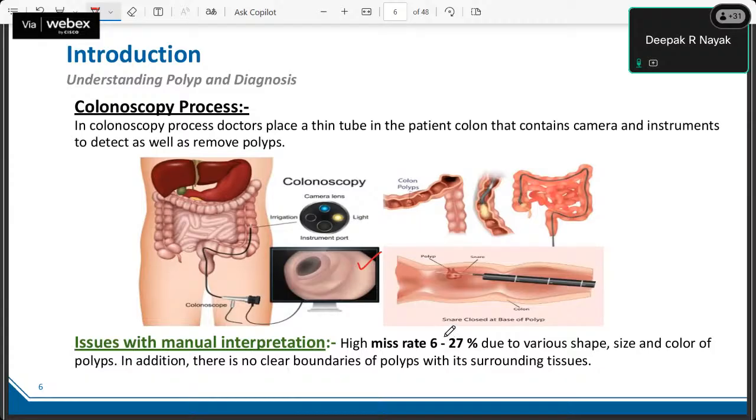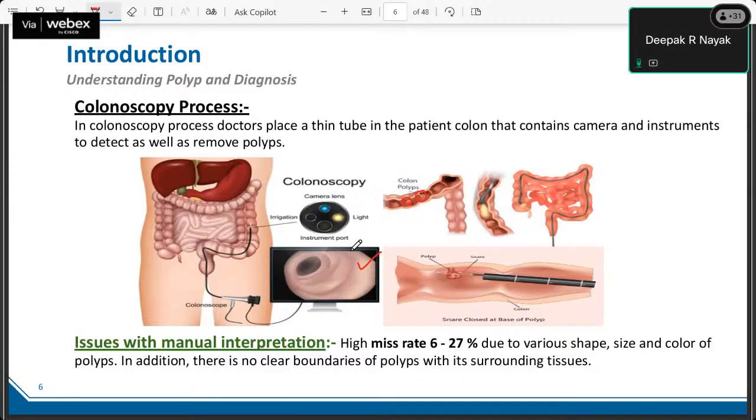It's only because of the camouflage properties of the polyps, right? So, I'll show you different types of polyps. These are the polyps, but in the colonoscopy image, so they will look like something very different. And I'll show you after just one slide why it is challenging, and there are different types of polyps available. Sometimes it is a flat polyp, sometimes a sessile polyp and all.